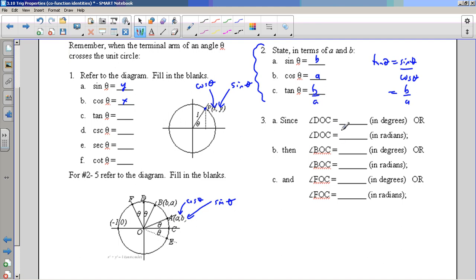Now, how does the rest of this work? Where's DOC? I'm going to erase this and start talking about where's DOC. DOC is this one. Well, that's just 90 degrees. DOC is pi over 2 in radians. So what's BOC? This angle here. BOC, this angle, well, it would be 90 minus this theta. Or pi over 2 minus this theta.